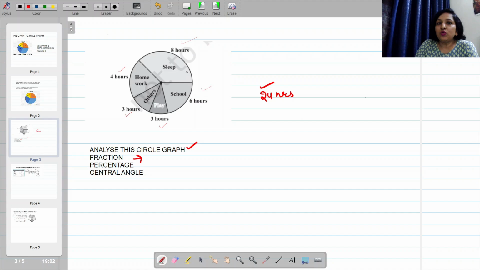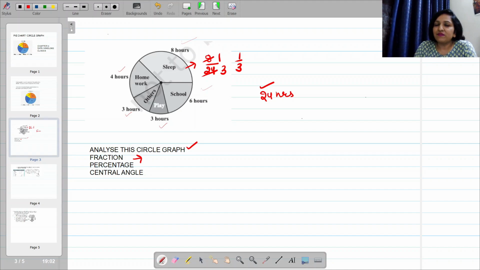So if I need to know what is the fraction of sleep, okay, let us do one by one. What is the fraction of sleep? The child has slept for 8 hours out of 24, right? Total hours are 24 and the child has slept for 8 hours. So fraction is 8 by 24. And what is the simplest form? It is 8 ones are 8, 8 threes are 24. That means 1/3 of the time the child has used for sleeping.